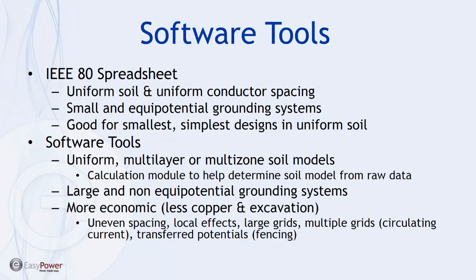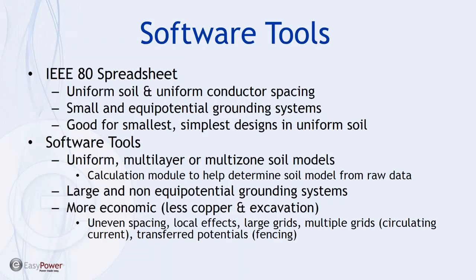So the main reasons for software use as opposed to the IEEE 80 spreadsheet would be if a 2-layer or a multi-layer soil model is necessary. Some studies have been run on this, and it's been indicated that a uniform soil model is actually quite rare. It only occurs in a very small percentage of locations. So it's not always a good assumption, and you might end up with a much more conservative design if you're forced to use that uniform soil model.